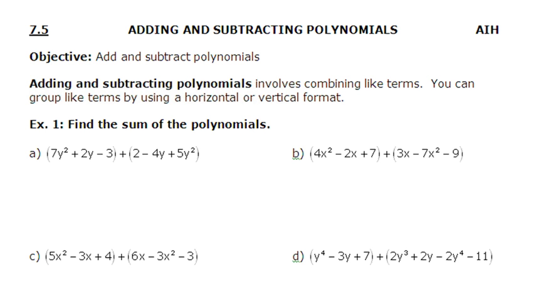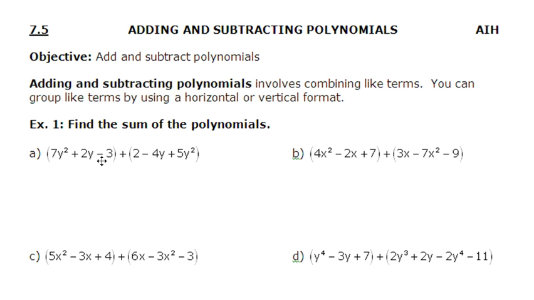Today we're going to be doing adding and subtracting polynomials. So you'll need your yellow chapter or unit 6 packet, and we start on page 12. All we're going to be doing is basically what we've done before. We're combining like terms. So if we look at example 1, it says find the sum of the polynomials.